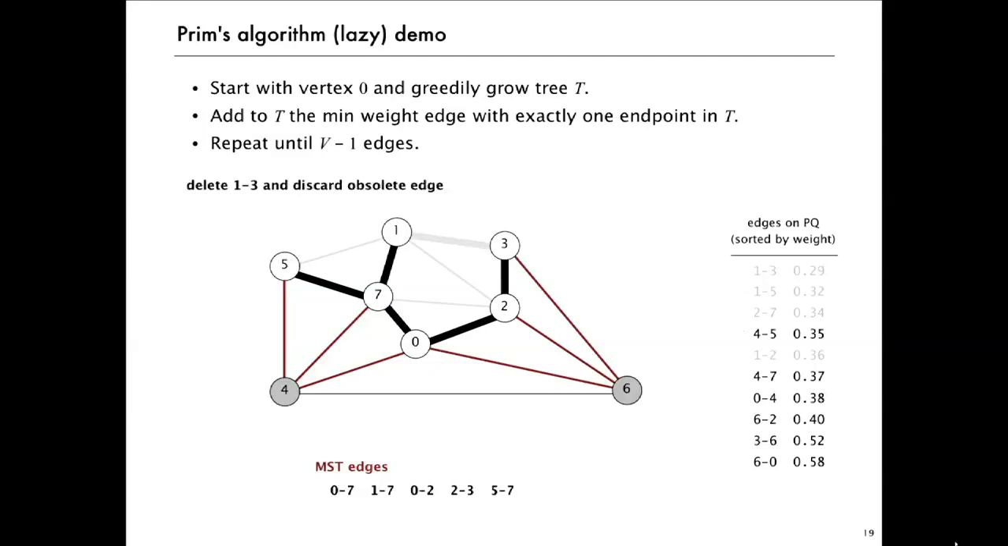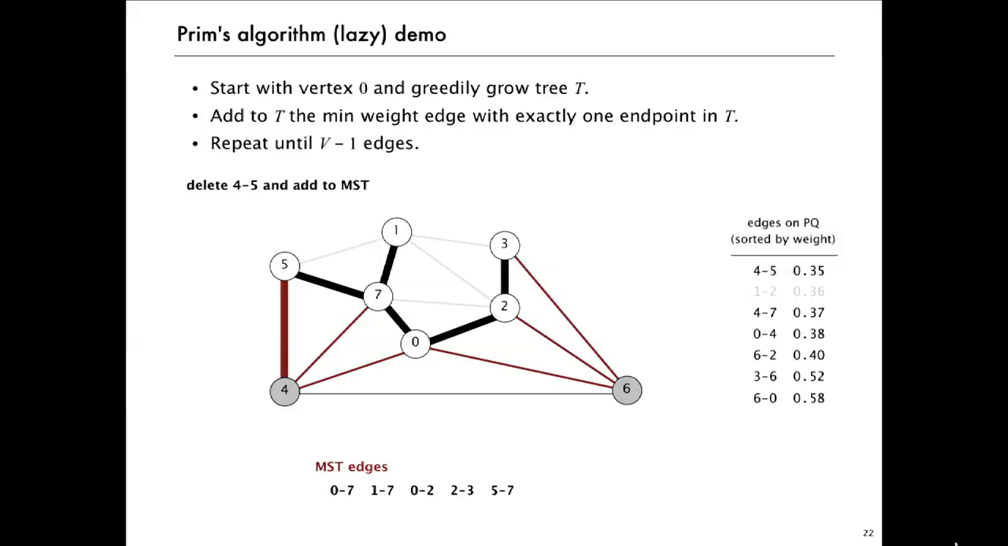So now the next edge that will come off the priority queue is 1, 3, but that's an obsolete edge. We already have 1, 3 connected in the MST. Because we were lazy, we left that one on the priority queue. So now we just pull it off and discard it because it connects 2 tree vertices. And same with 1, 5, that connects 2 tree vertices. We already have a better way to connect them. 2, 7 connects 2 tree vertices. And finally we get to 4, 5.